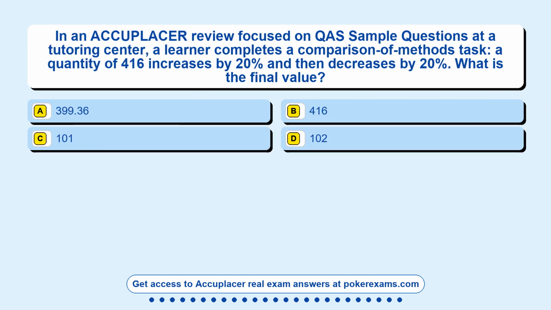Question 23. In an ACCUPLACER review focused on QAS sample questions at a tutoring center, a learner completes a comparison-of-methods task. A quantity of 416 increases by 20% and then decreases by 20%. What is the final value? Option A, 399.36. Option B, 416. Option C, 101. Option D, 102. The correct answer is option A, 399.36.